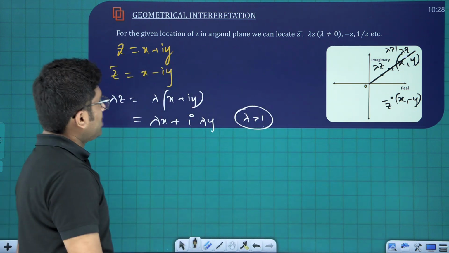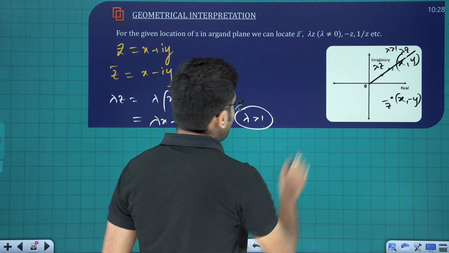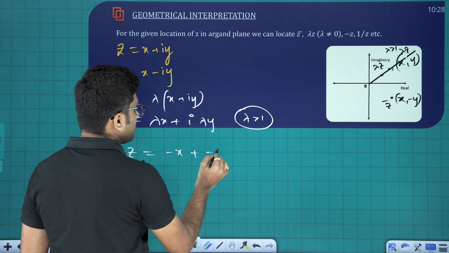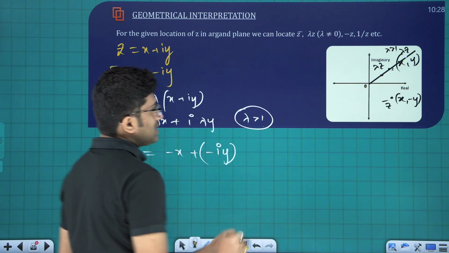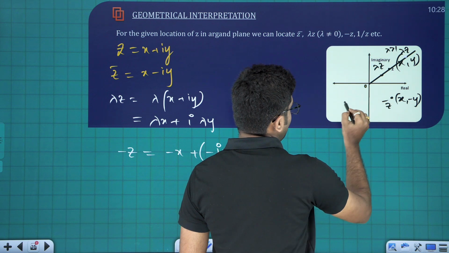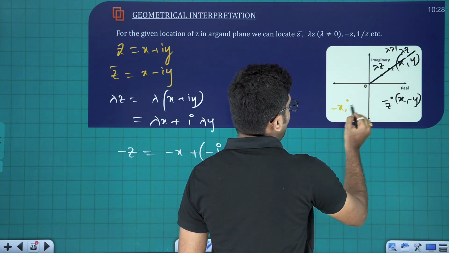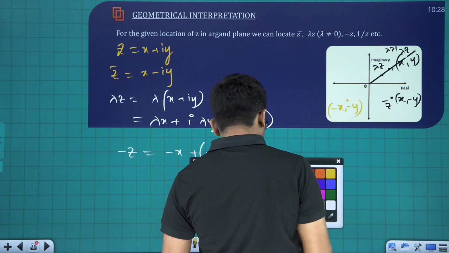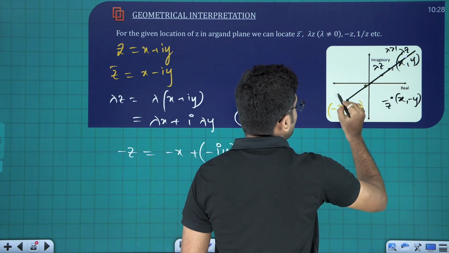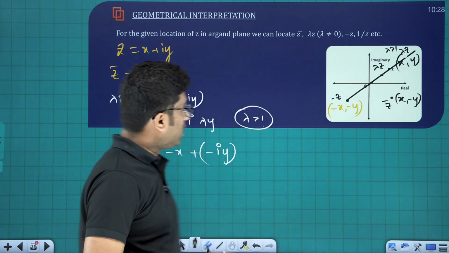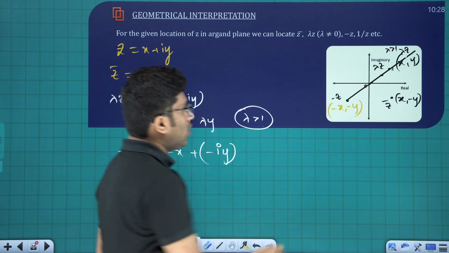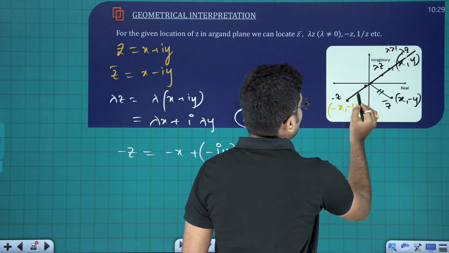Okay. Next, minus z. Clearly minus z means minus x plus minus iy. So it is represented as a point minus x comma minus y. Minus x comma minus y means exactly the image of z with respect to the origin, this is minus z. Now the distance from origin to minus z, origin to z, and origin to z bar, will these three be equal always?